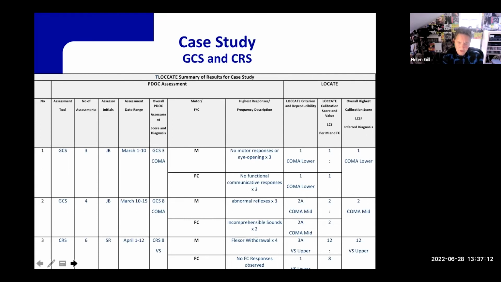And then when you look at the functional communication, there was no responses observed. So that would be 1. VS lower, and that's 8. So you can see that would be a ratio of 12 over 8. So you'll be able to always see, have they changed in the motor and have they changed in the communication? So the answer to that on this example is yes, they've changed in both, but the motor responses are showing those slightly higher levels on the calibration score, and that highest score is 12. Still in vegetative state, having moved from coma.